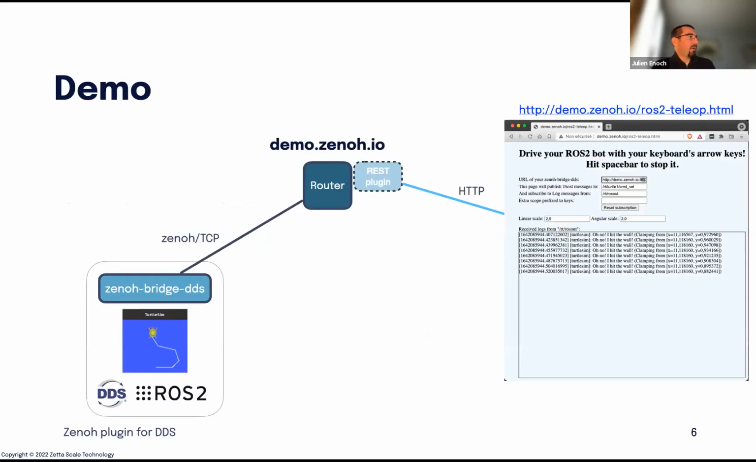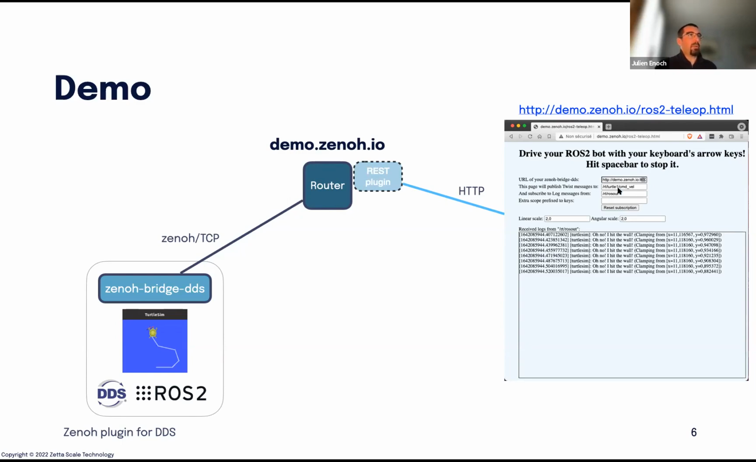So, time for a quick demo. On my laptop, I have an Ubuntu VM in which I have a ROS2 DDS system, and I will deploy a Turtle Sim, which is a simulation of a robot using ROS2. I will deploy a bridge, which will be connected to a Zenoh router deployed in our cloud infrastructure named demo.zenoh.io. This router also has the REST plugin.